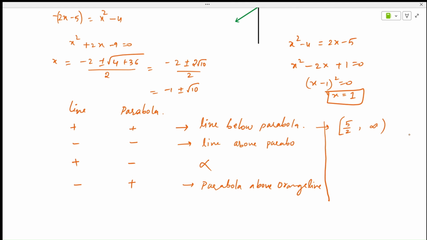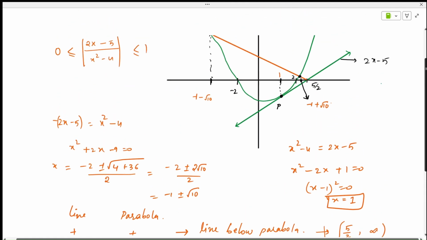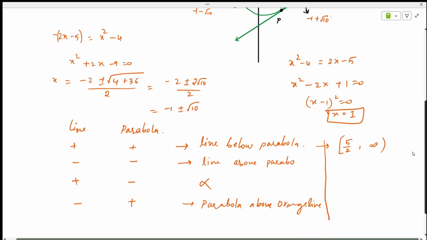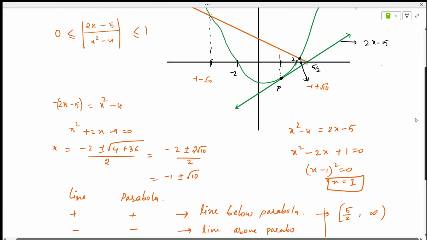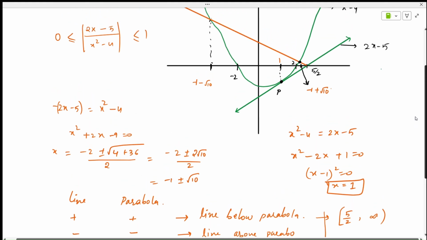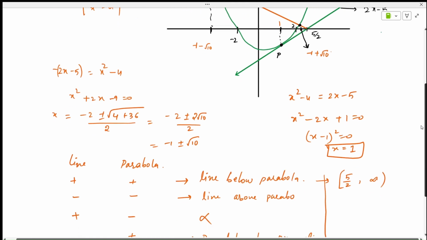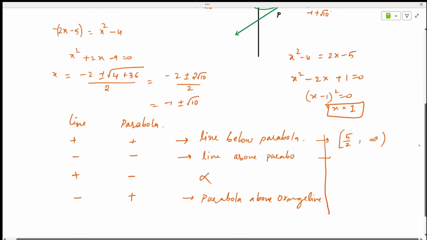Then if both are negative, from minus 2 to 2, the line should be above the parabola. There is no case where line is above parabola, but there is a point P where both values are equal. If both values are equal, then it will be equal to 1, which is a favorable condition. So we'll take the value 1.